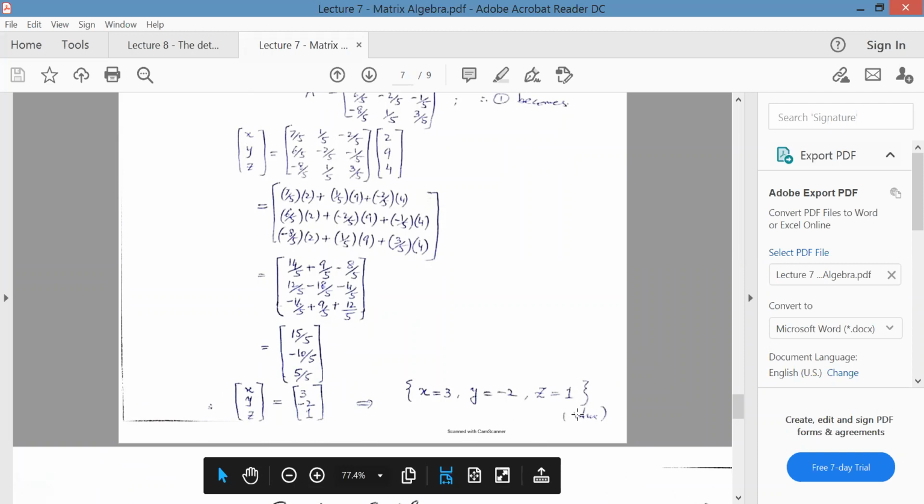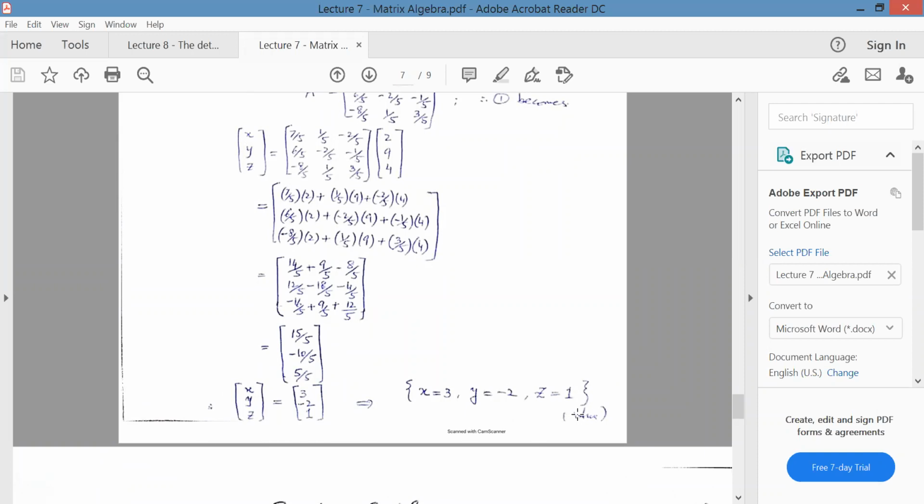Any question from anybody? Gentlemen, we have solved a system of linear equations with 3 variables by matrix inversion method.